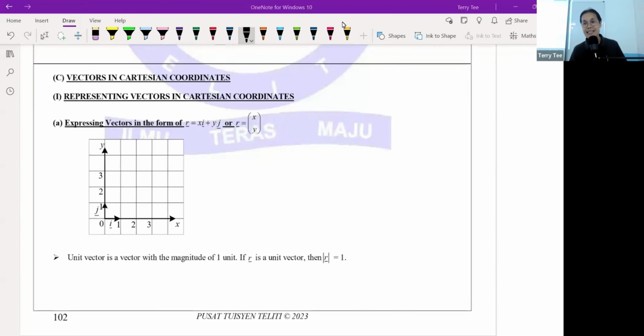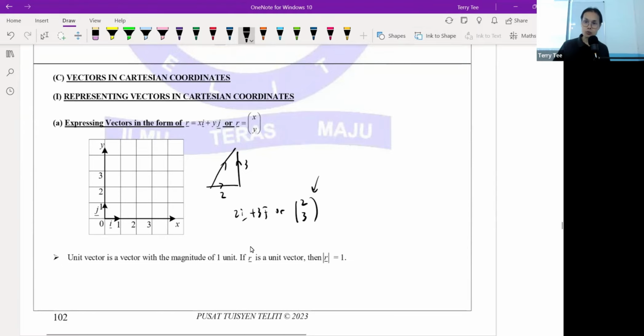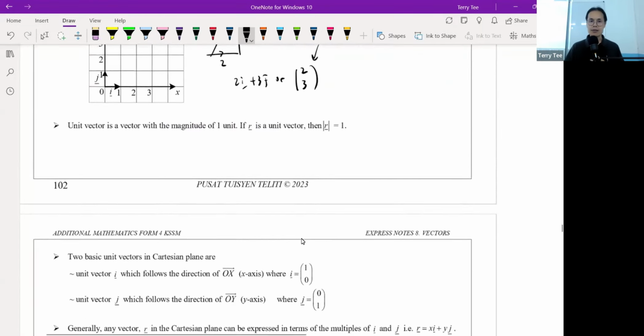Today, we're going to go through chapter 8.3, Vectors in Cartesian Coordinates. Let's get going. This is the easy part of vector, I would say. You all know that one i is one movement to the right-hand side, one j is one vertical up. So, for example, if I go 2 units right, 3 units up, you can write this as 2i plus 3j, or you can write in column vector (2, 3). Column vector is like your translation vector in your Form 2 translation, right? We can write like this, okay?